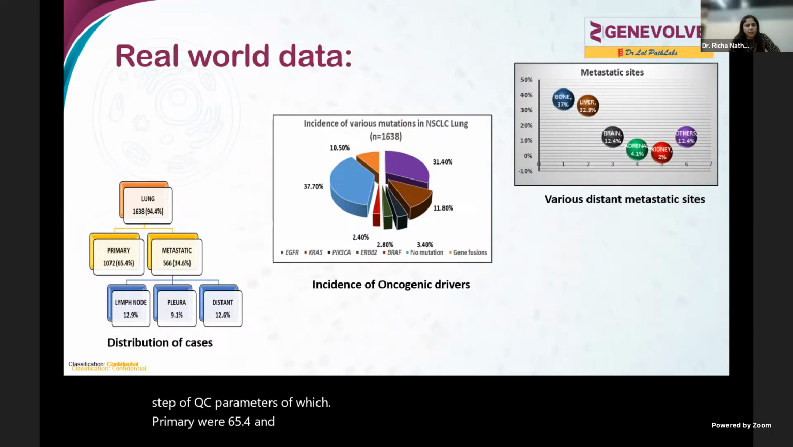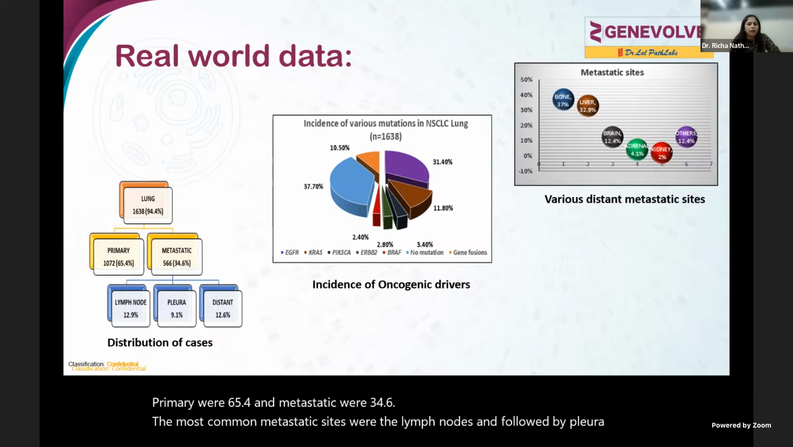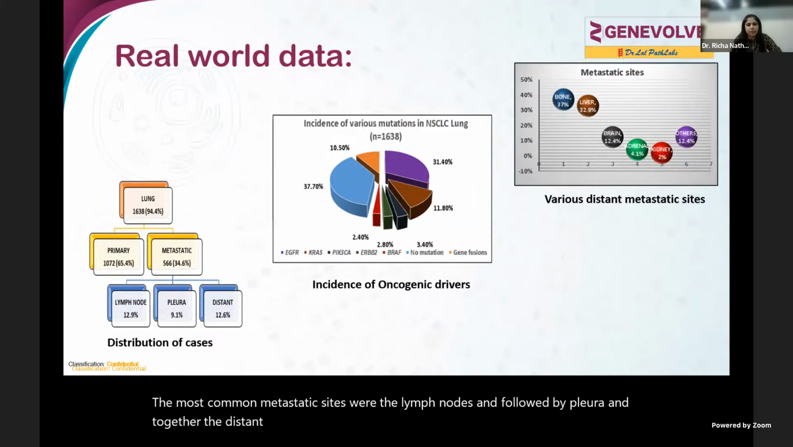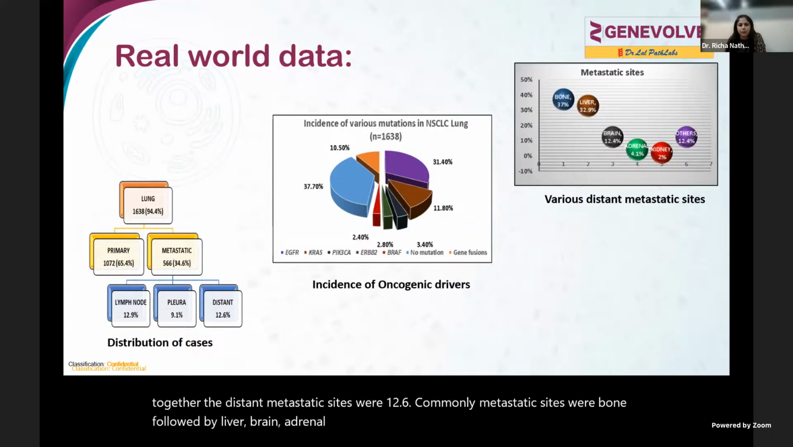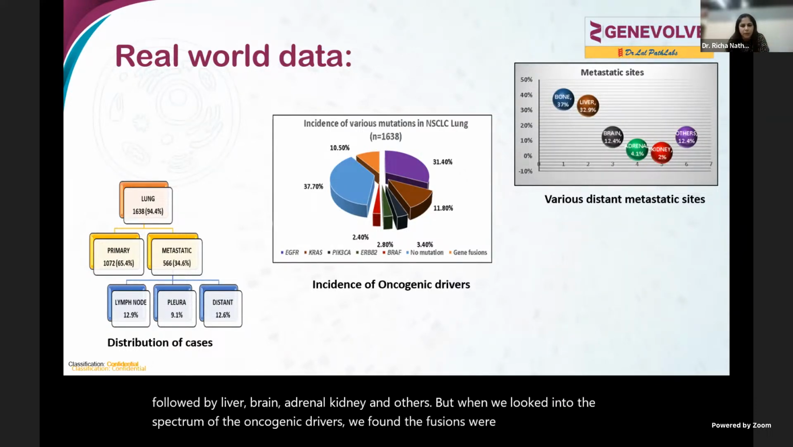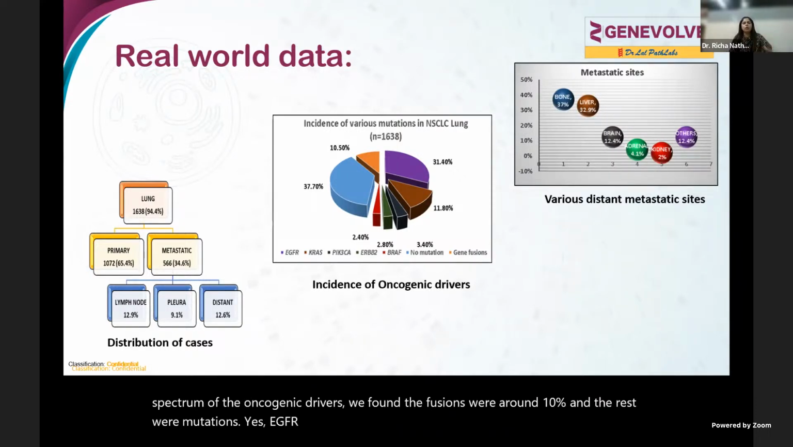were 34.6. The most common metastatic sites were the lymph nodes, followed by pleura, and together the distant metastatic sites were 12.6. Commonly metastatic sites were bone, followed by liver, brain, adrenal, kidney, and others. But when we looked into the spectrum of the oncogenic drivers, we found the fusions were around 10%. And the rest were mutations.